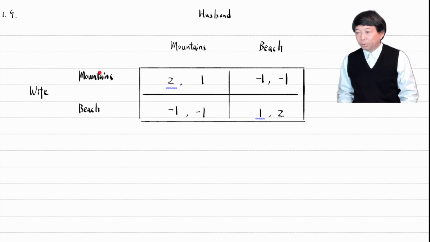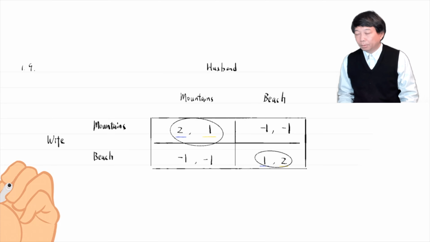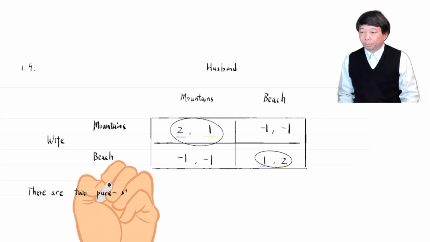Given that the wife goes to the mountains, the husband's best response is to go to the mountains because it gives a payoff of 1 instead of -1 if he goes to the beach. Given that the wife goes to the beach, the husband's best response is to go to the beach. We underline those numbers. We find 2 cells with both payoffs underlined. There are 2 pure strategy Nash equilibria of the game: both go to the mountains and both go to the beach.